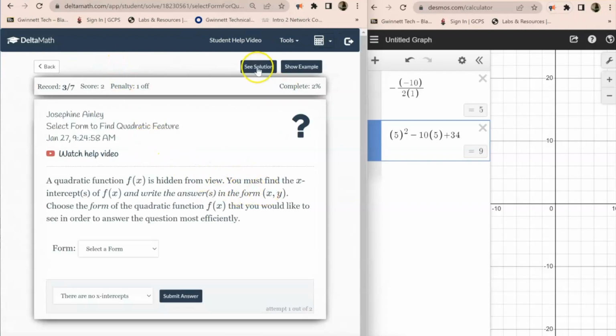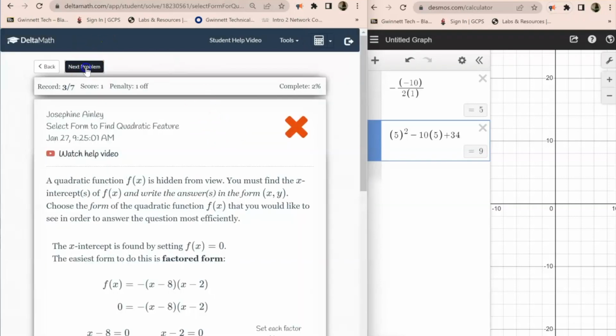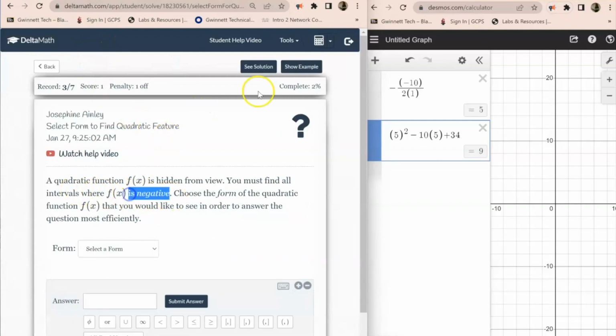All right, now we're looking for, we've already done x-intercepts. We've already done that one.